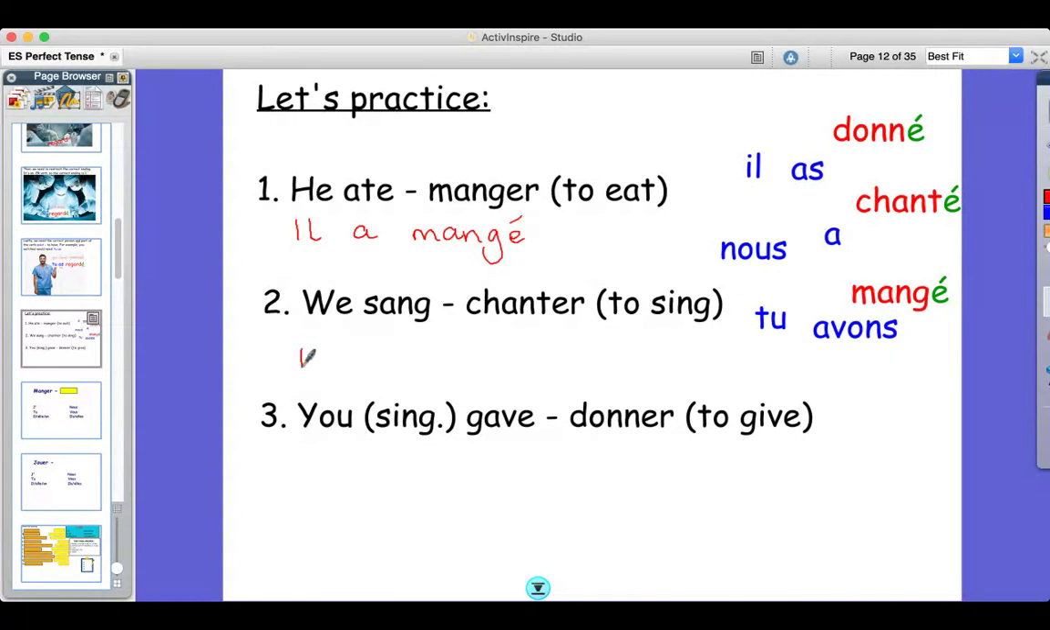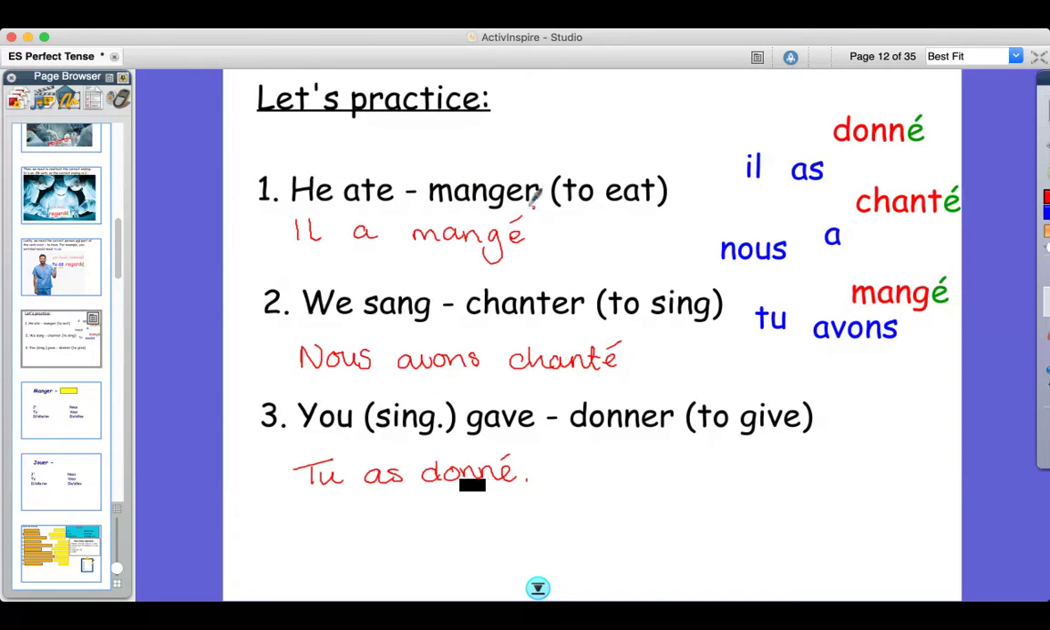We sang, nous avons chanté. You singular gave is tu as donné.